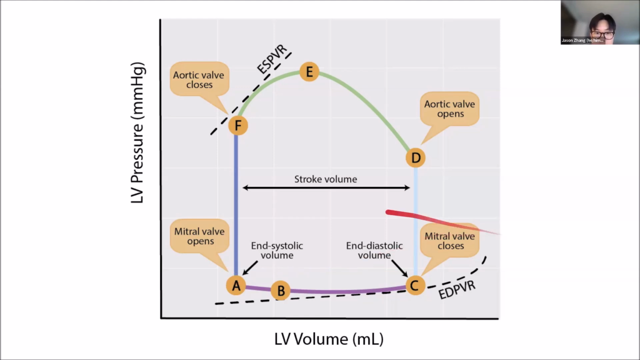And some things to know are the stroke volume is the width of the graph, which makes sense because stroke volume is how much blood is being ejected from the heart after each heartbeat. So the difference between A and C is how much blood is leaving the heart. So that's the stroke volume. C is the end diastolic volume, so how much blood is in your heart at diastole, and then A is the end systolic volume.